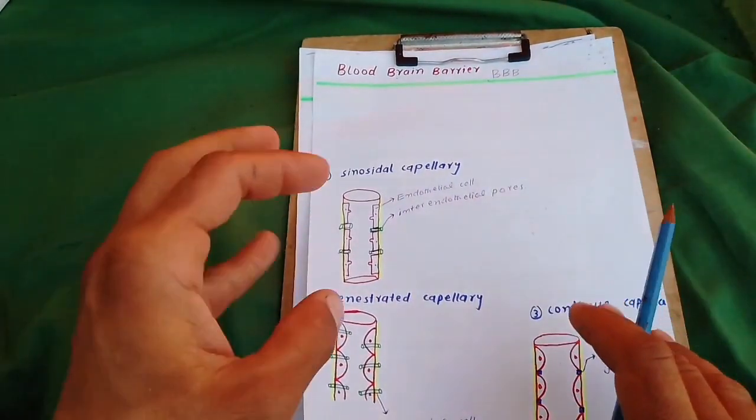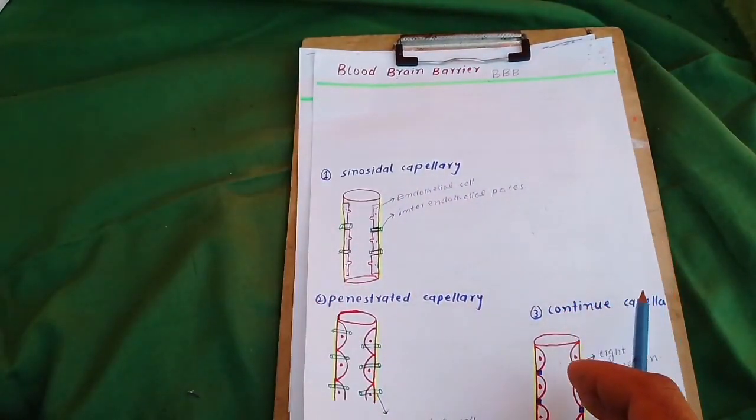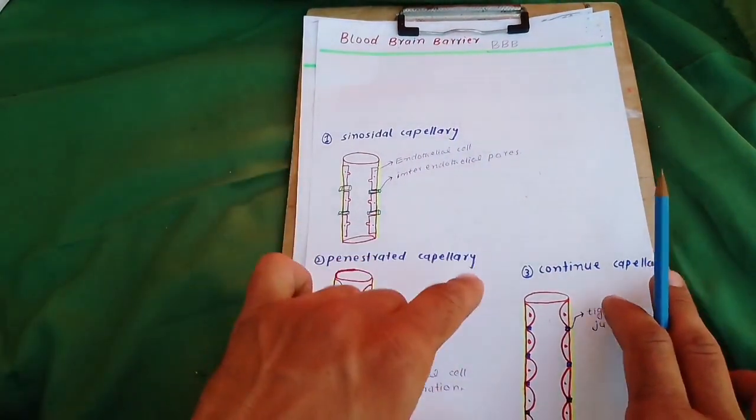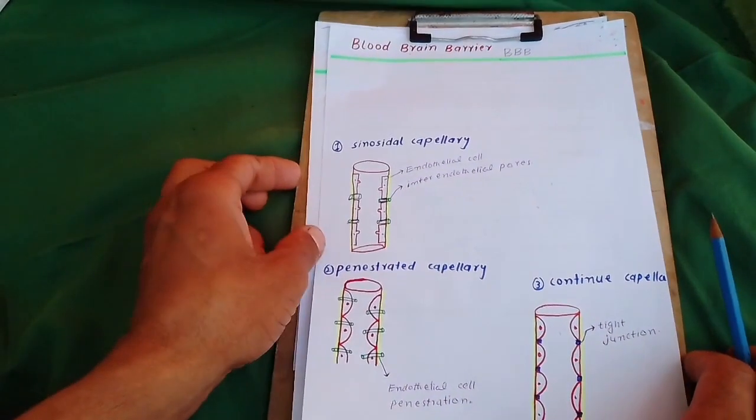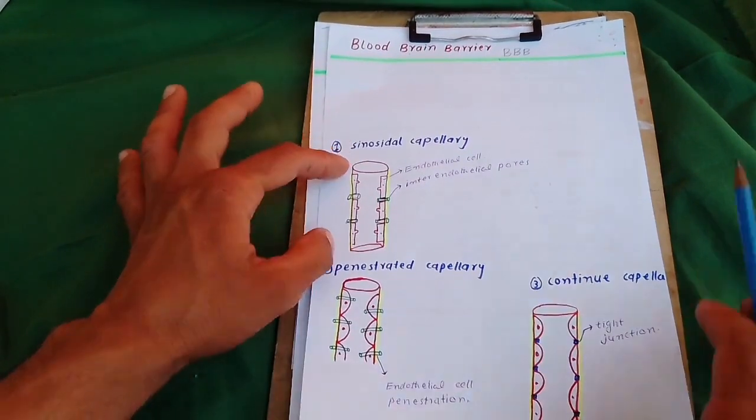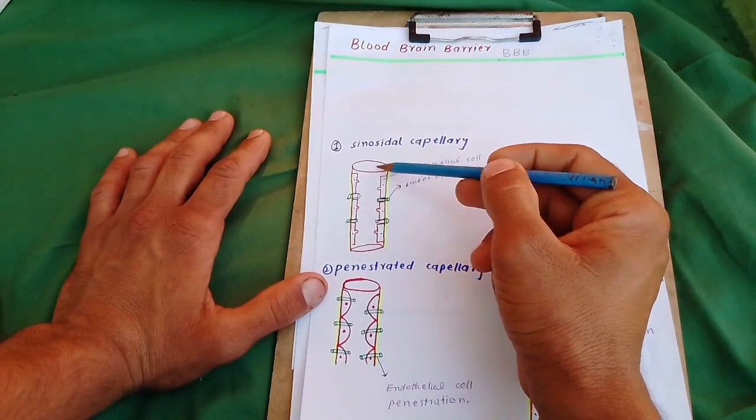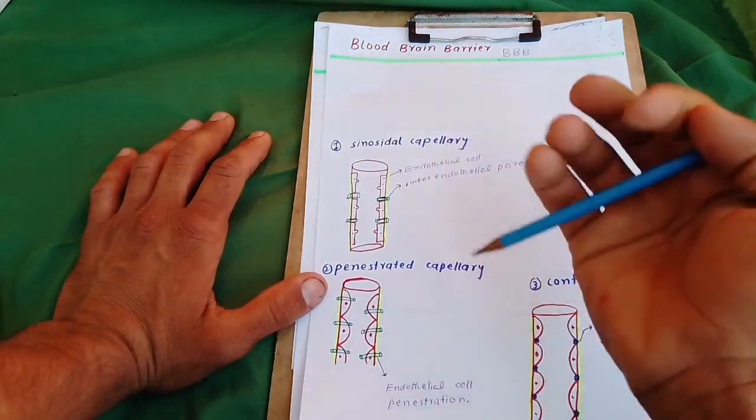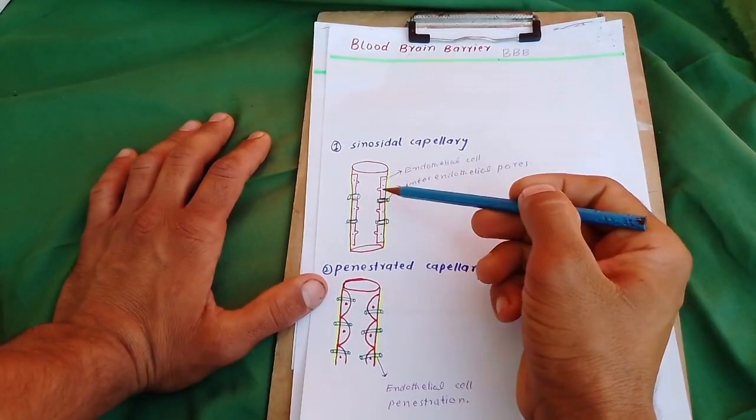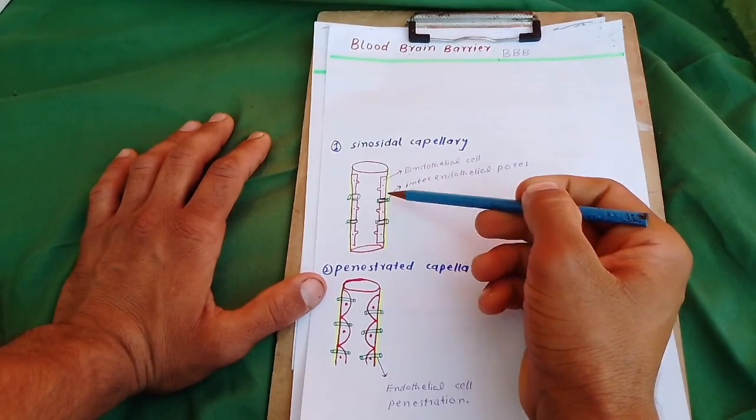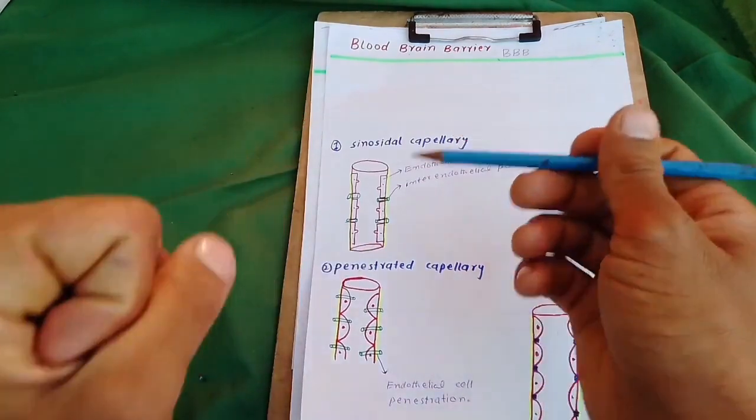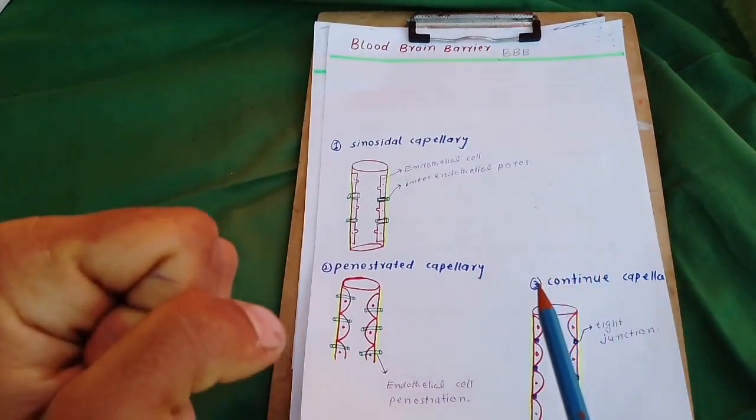As we know, there are three types of capillary: sinusoidal capillary, penetrated capillary, and continuous capillary. What is a sinusoidal capillary? Suppose this is a capillary part. Those capillaries which have inter-endothelial pores. This is endothelial cell number 1, this is endothelial cell number 2 and 3, and this is the inter-endothelial cell pore. So that capillary is called a sinusoidal capillary.